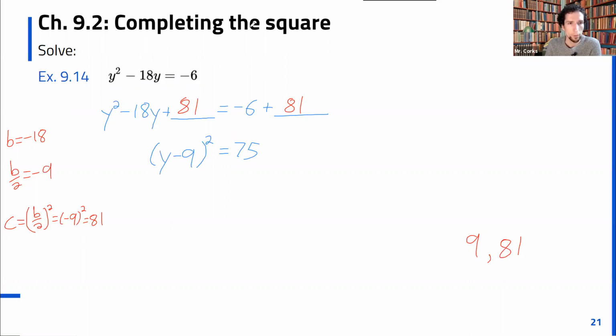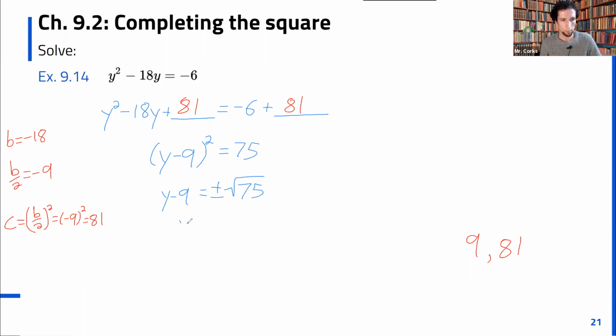All right, I am going to skip the step of checking that we have completed the square correctly, because we did that in the previous example. I'll leave that for you if you want to check it. What's the next thing that we can do here? We can get rid of the square. That was the whole purpose of this. That makes it much easier to solve for y. So y minus 9 is equal to, sorry, I forgot the plus or minus, square root of 75.